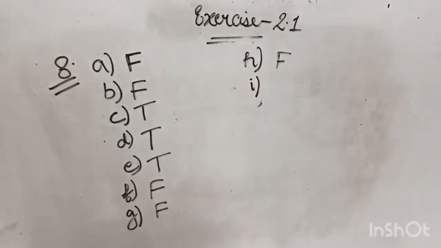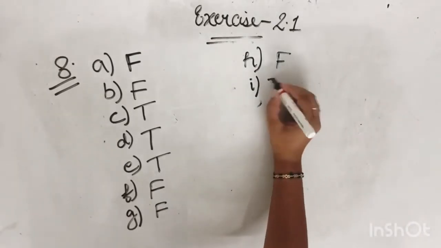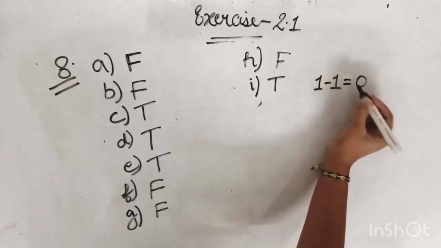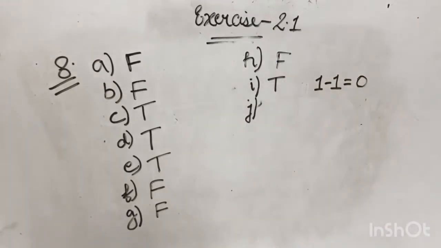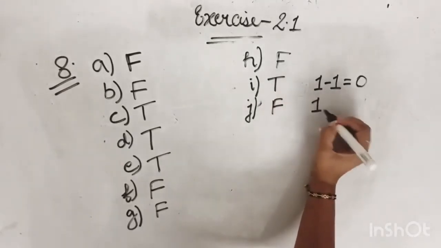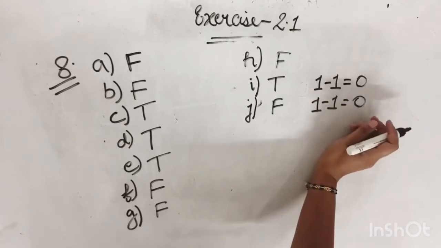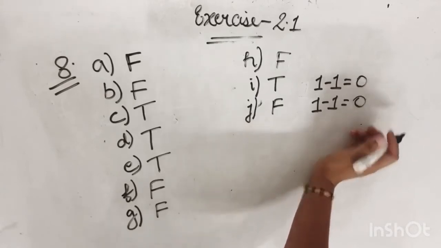Next. Natural number 1 has no predecessor. True, because the predecessor of 1 would be 0, but 0 is not a natural number. So the answer is true. Whole number 1 has no predecessor. False. Now 1 is a whole number. Its predecessor is 0 and 0 is also a whole number. Therefore, the predecessor of 1 is 0 in the case of whole numbers.